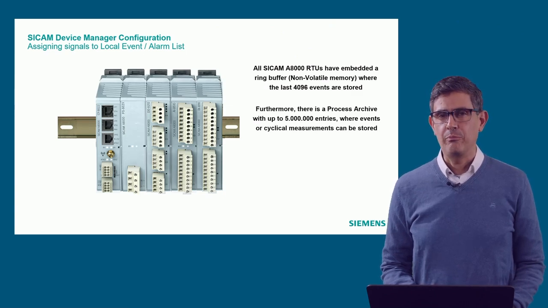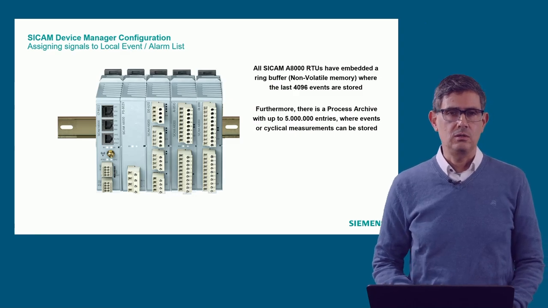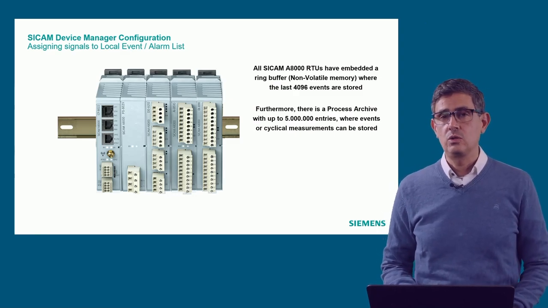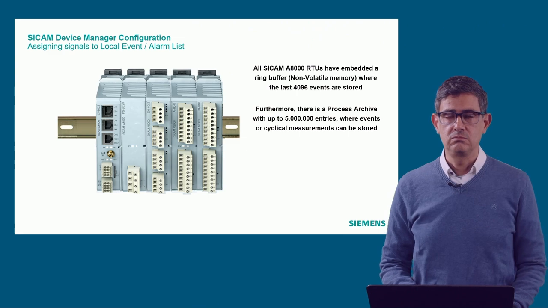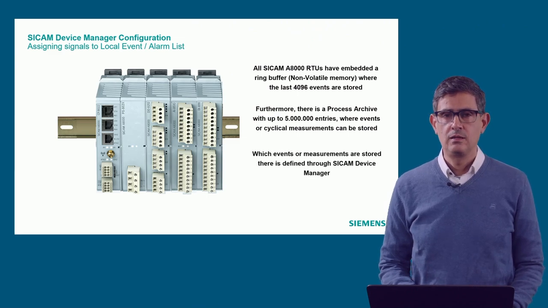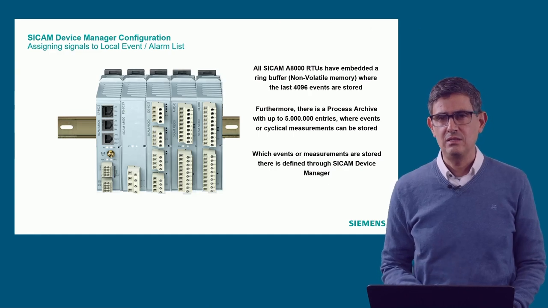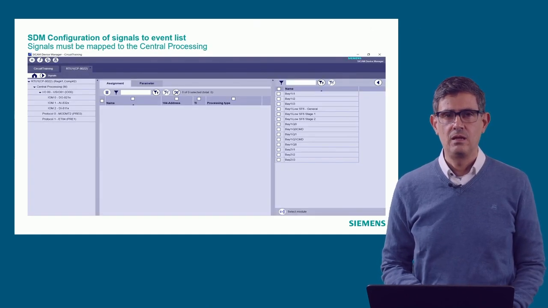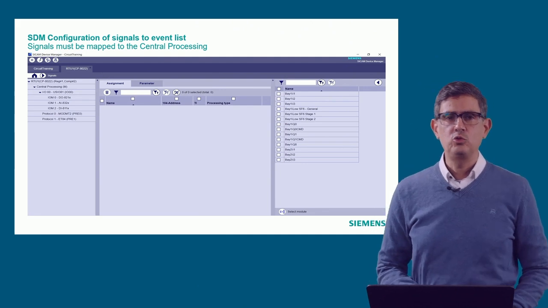There is also a process archive on the RTU where up to 5 million entries can be stored. There you can store both events or also cyclical measurements. You can define which signals will be stored with the device manager. Basically, how to do that?